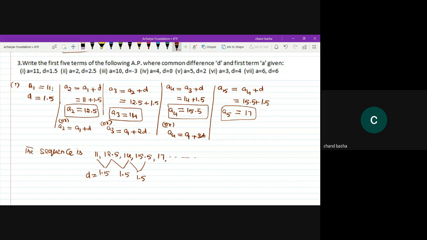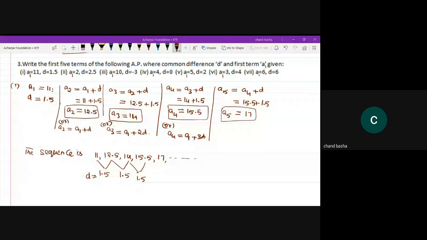Like this, you can find out the first 5 terms of the following AP, whose common difference and first term are given to you. Instead of A, you can take A1 for our understanding purpose, because I have fixed A1 as the first term, A2 as the second term, A3 as the third term, and so on. Can you work on the remaining problems, guys? Yes, sir.